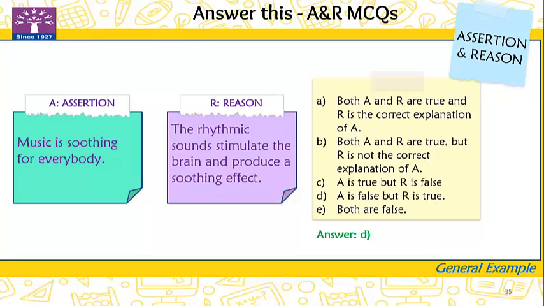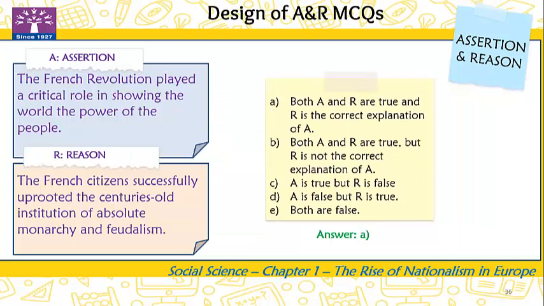The assertion refers to an emotional effect of music on a person, but the reason refers to a scientific effect of music on a person, which is a proven fact. So the reason has been scientifically proven, so it is a fact, it is true, but A is not true. Hence the answer is D, A is false, R is true. This was a general example. Let's see if you can answer this example from social science.